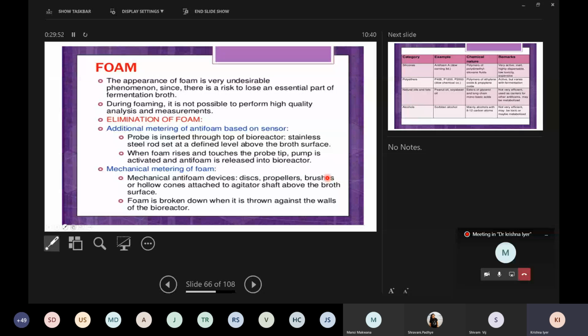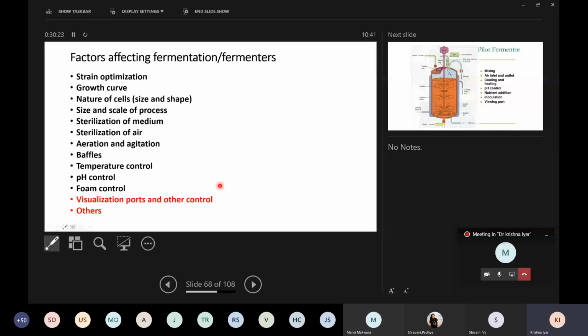Just like you have detection of pH and temperature and oxygen, you also have a foam detector. So what typically you will do is have a foam detector, and if foam is detected, that will trigger the addition of these silicones or oils, or it will trigger these mechanical anti-foam devices, which will start affecting or reducing the foam. So all these collectively work together. And the last one is what you call visualization ports and other control systems, which are also very important.